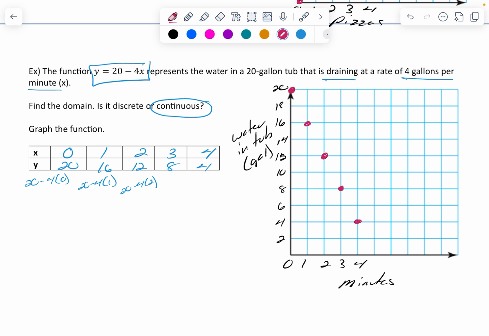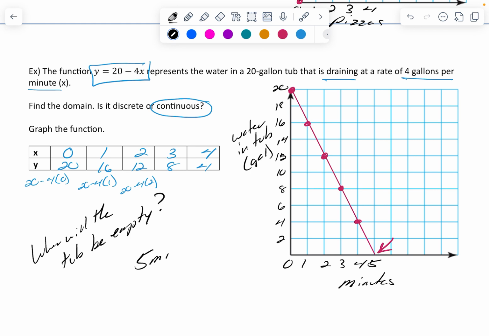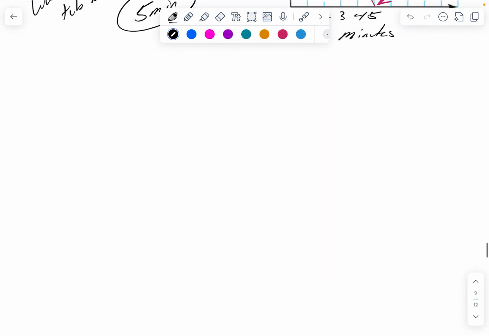Now in this case, we are going to connect these points because it is continuous. We could get an answer for like 1.5 minutes. We also can see that the tub's going to be empty at 5 minutes. So that could be a question. When will the tub be empty? And the answer is at 5 minutes, right? So there you go. That is it.